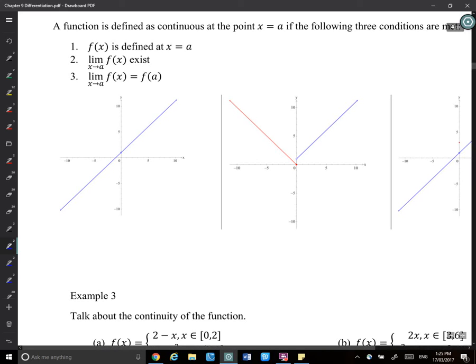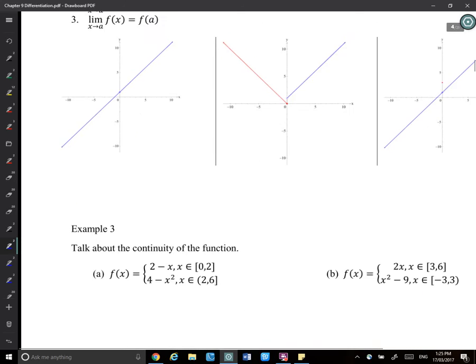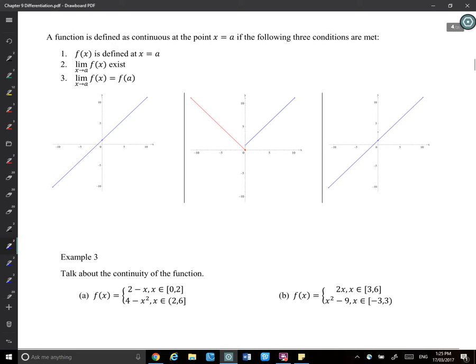And the third thing: it's not enough that the limit exists and the function is defined. You need those two values to be equal as well. If those two values are not equal, it's not continuous. So that's the three things. I'll give you three examples which are not continuous at a single point, because each does not satisfy one of those rules.